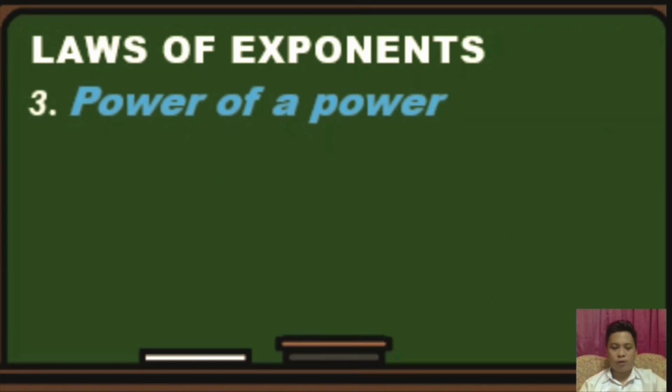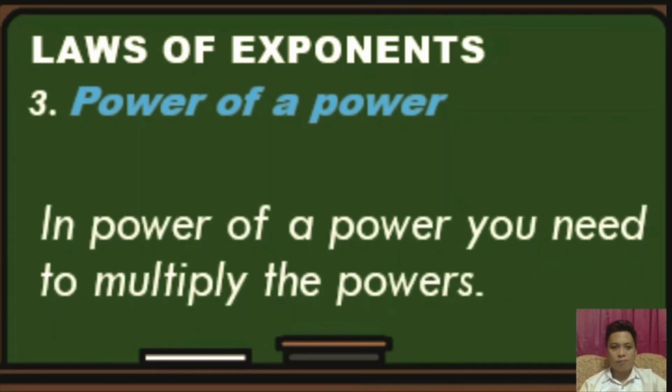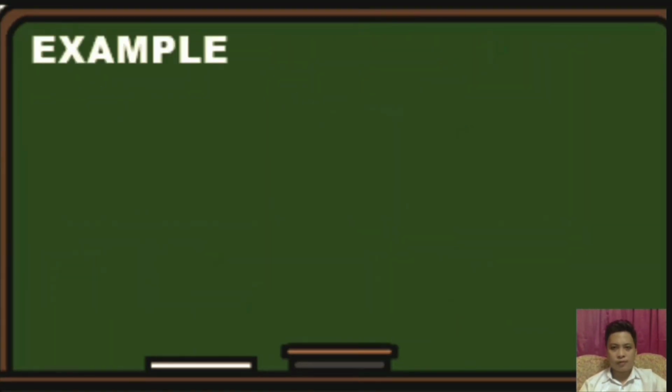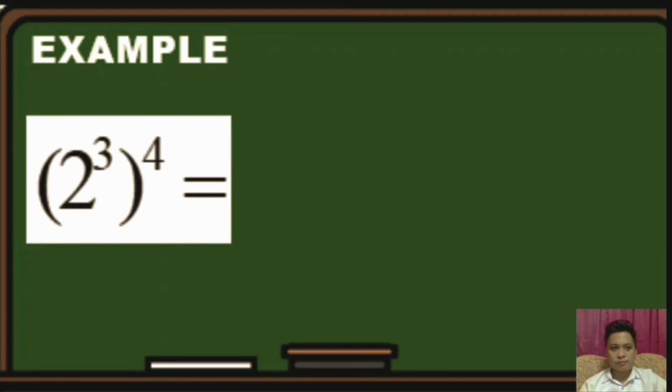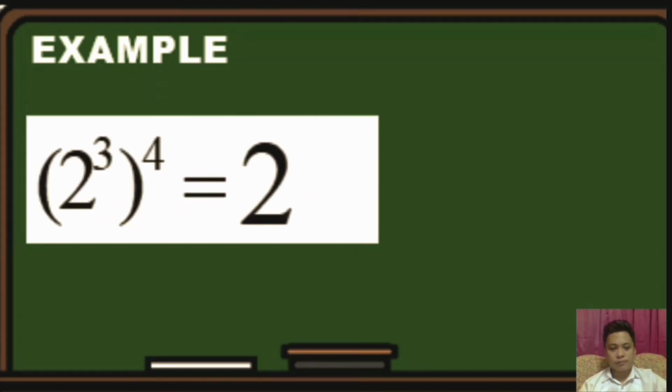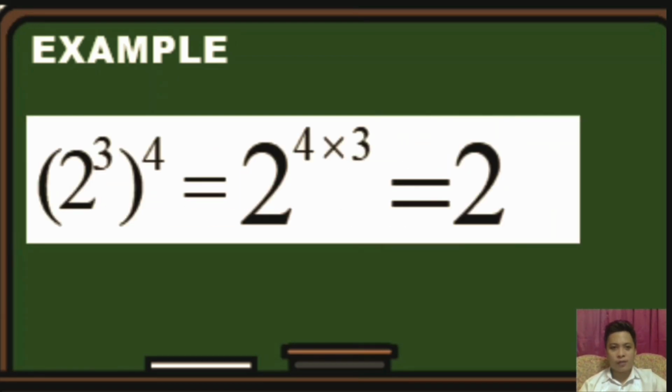Number 3, power of a power. In power of a power, you need to multiply the powers. Example, 2 raised to 3 raised to 4. How are we going to solve it? We will apply the law number 3. So simply copy the base, which is 2, multiply the powers, 4 times 3, then simplify it, and we will get 2 raised to 12.